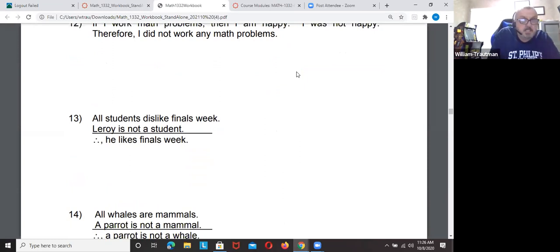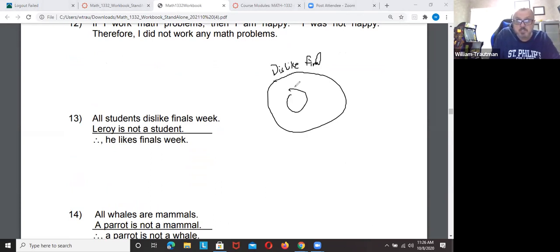Number 13. All students dislike finals. So dislike finals is the big circle. Dislike finals. And put all the students in here. All students dislike the finals. Leroy is not a student. So I could put Leroy here, or I could put Leroy here. Do you see?